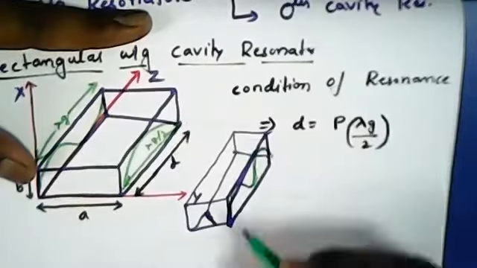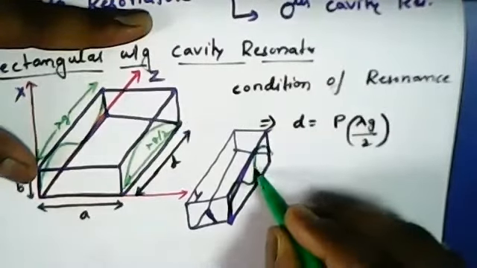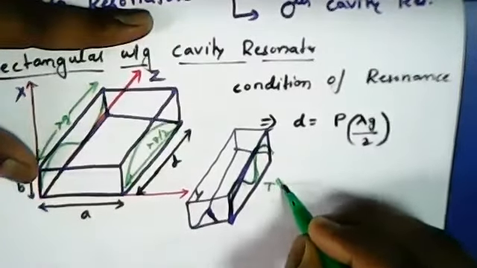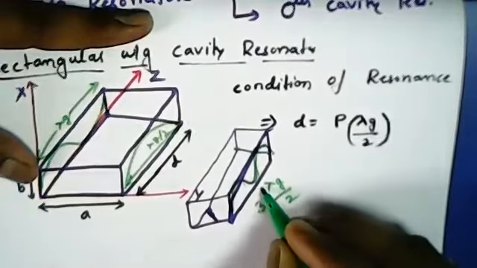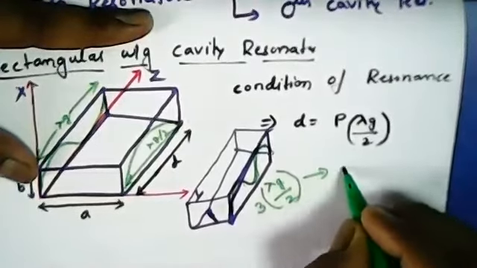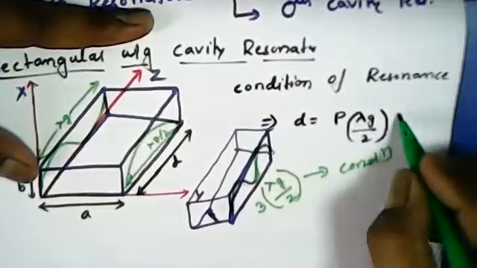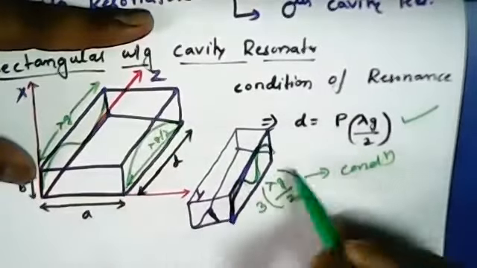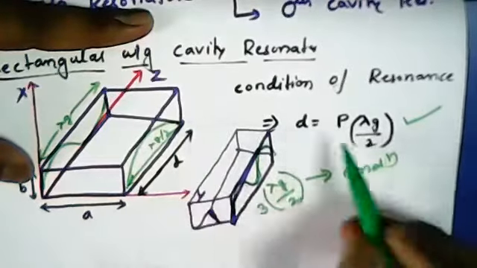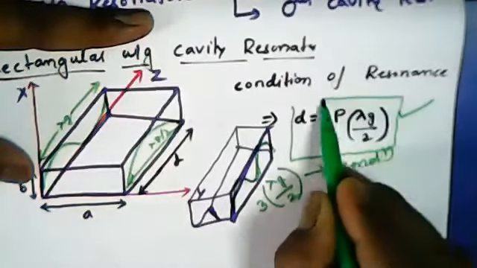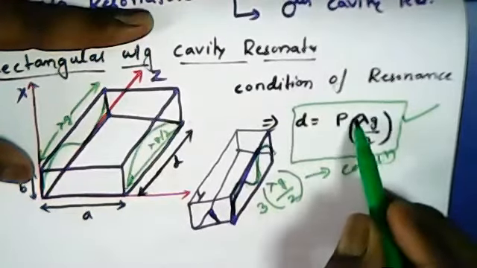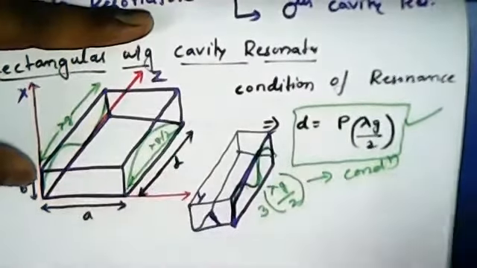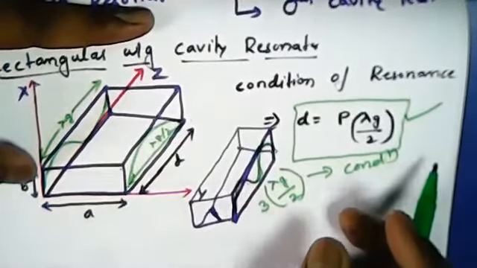How many do we have? The first half, second half, and third half. So totally 3 halves we have. How many lambda G by 2s are there? 3 lambda G by 2. So this is called the condition of resonance. It should fulfill the condition here, then we can say that it is satisfying the condition of resonance. So it depends upon D. That is why I have written D is equal to P into lambda G by 2, where P takes the values of 1, 2, 3, and so on. It has to fulfill the condition, and this is the condition of resonance.